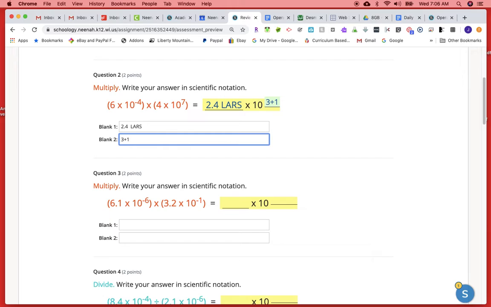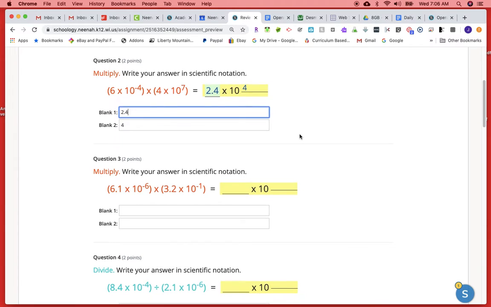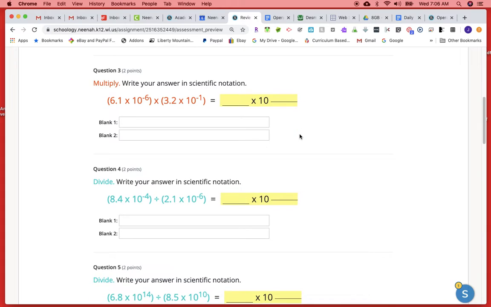I just typed that so you can see what I was thinking. So our exponent is 4. I'm going to get rid of the acronym. Our answer should be 2.4 times 10 to the 4th. We're going to carry on with multiplying. One more example.